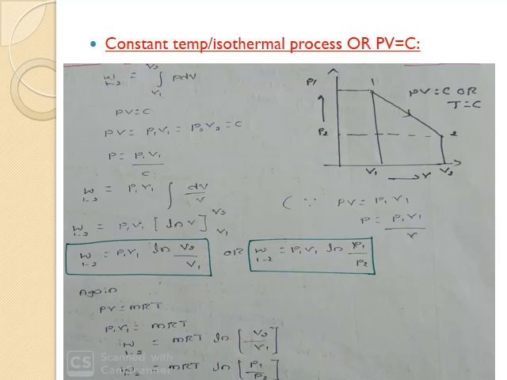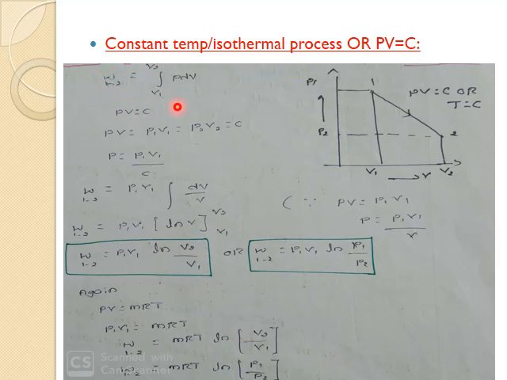Good morning, students. Today we will derive the expression for work done or displacement work in a constant temperature or isothermal process. The condition for an isothermal process is PV equal to constant, which means that when the product of pressure and volume is constant, then the process will be a constant temperature process or isothermal process.